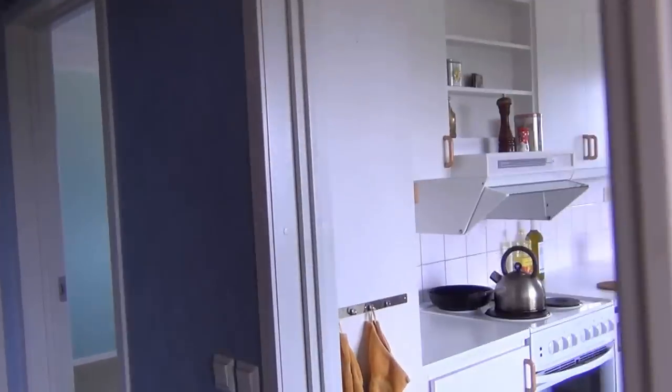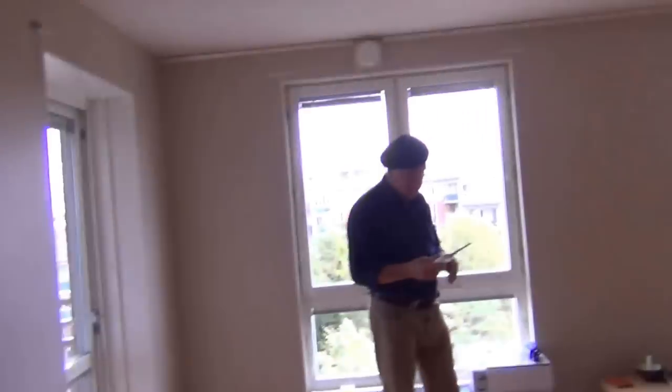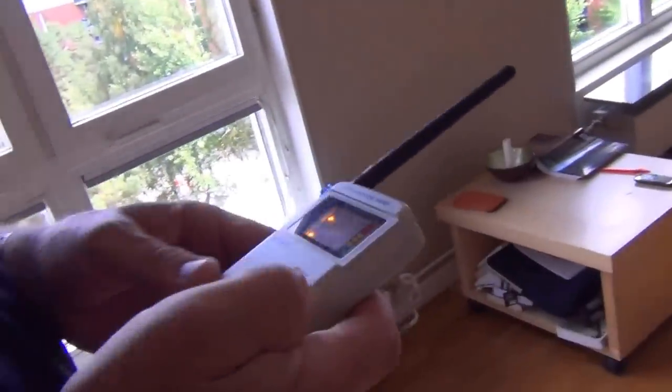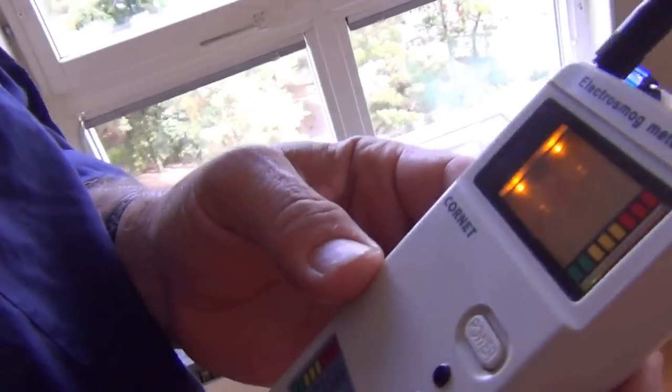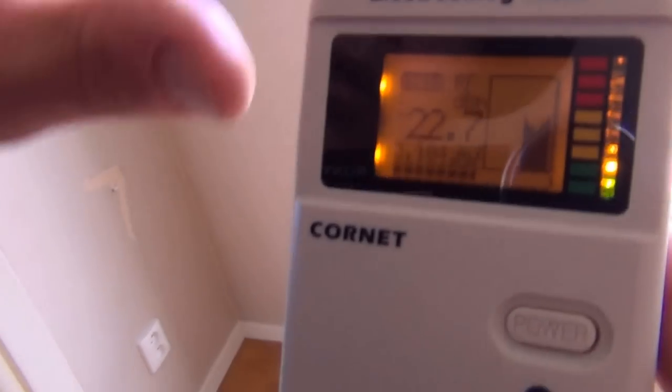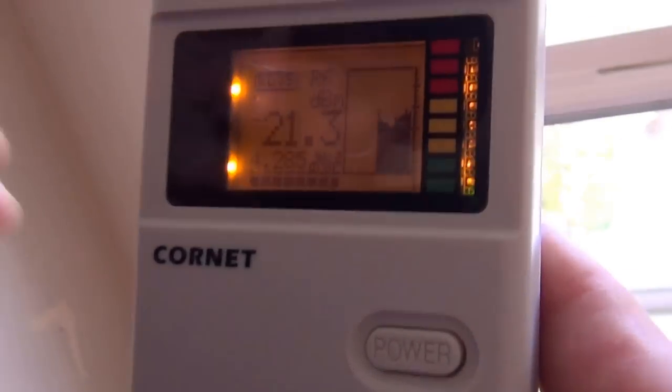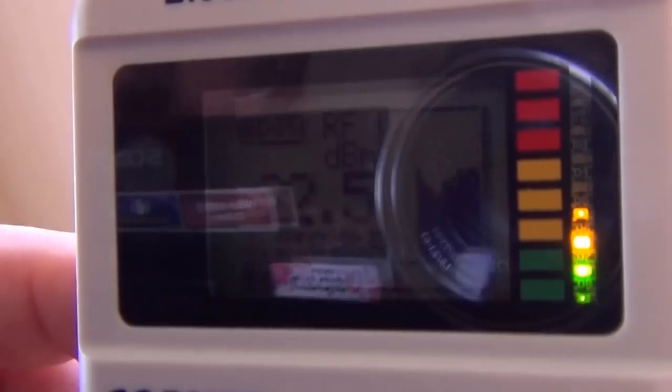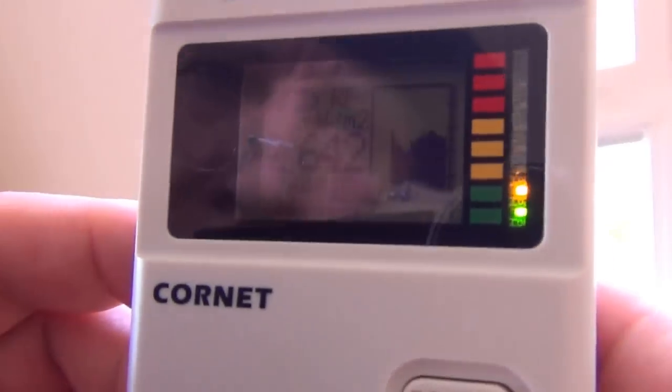Nevertheless, all this loveliness comes at a price. We have a machine here called an electrosmog meter, if you like. It measures electromagnetic radiation. It has an antenna here, and it picks up the electromagnetic radiation from this particular site. And I'm going to change over the measurements now so that they measure in watts per square meter.